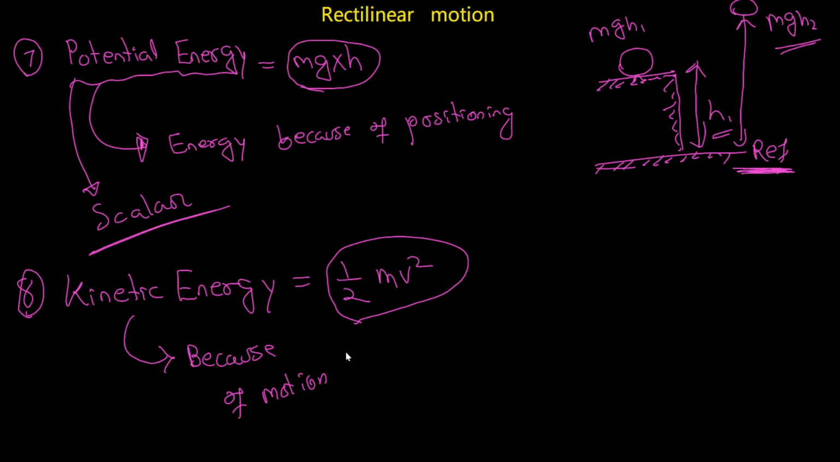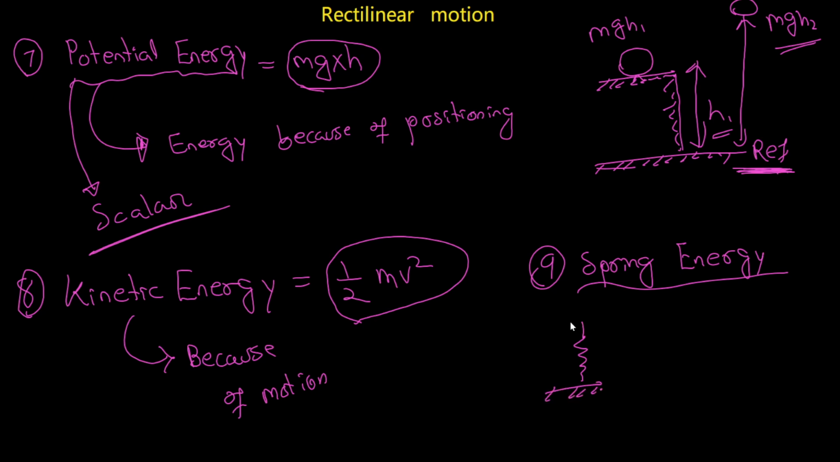Okay, the ninth term will be the spring energy. If you are having a spring like this, okay, and you are applying a force over here, so this one is F, so you can write F is equal to how much? K into X. This is the force. K is the spring constant, and X is the deflection, whatever deflection you will get in the spring.